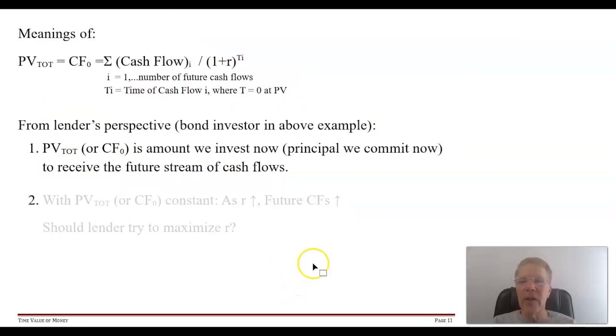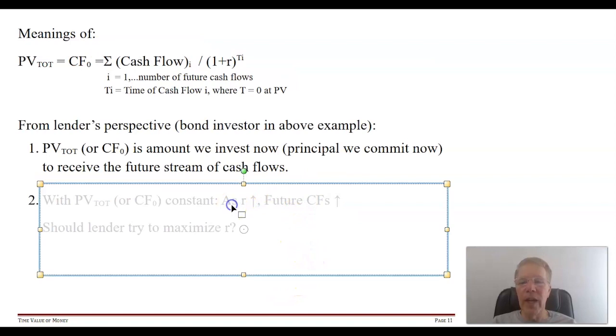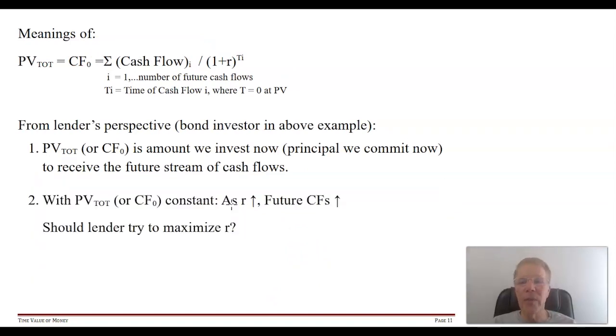Okay, so far so good with that. And the second thing from a lender's perspective is if we have a constant PV tot or CF0, as R increases, our future cash flows go up, which sort of makes sense, right? The higher interest rate a lender can charge, the more money they're going to get back in the future. So that comes from the math, and again, it follows with our intuition.